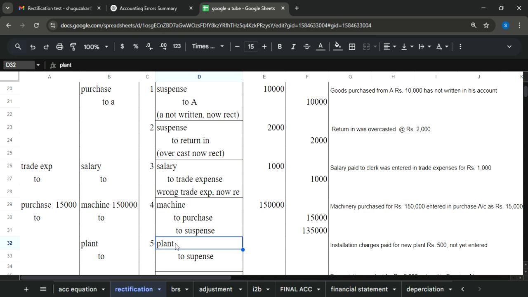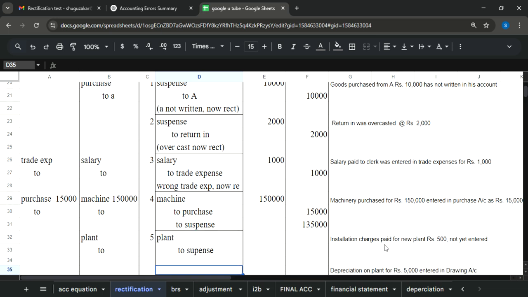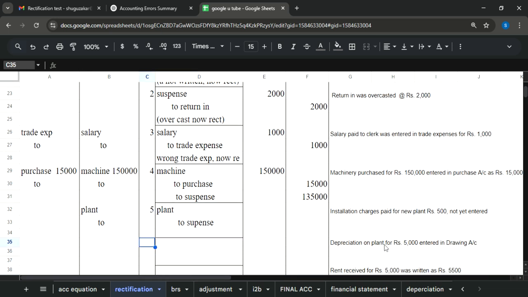But the rule is, whenever any expense is incurred upon an asset, you will not debit the expense name. You will debit the asset name. This was the concept related to this fifth entry, and now we will see what the sixth entry is saying.